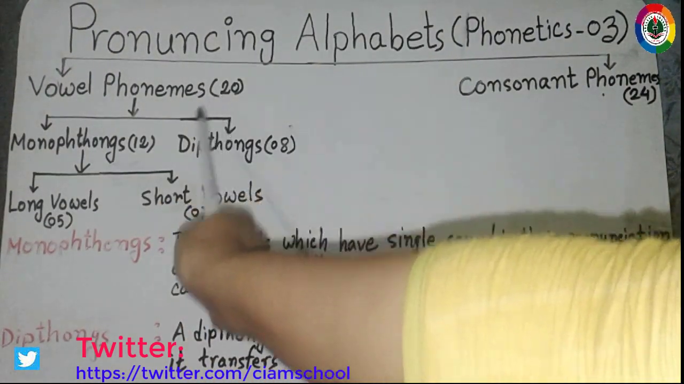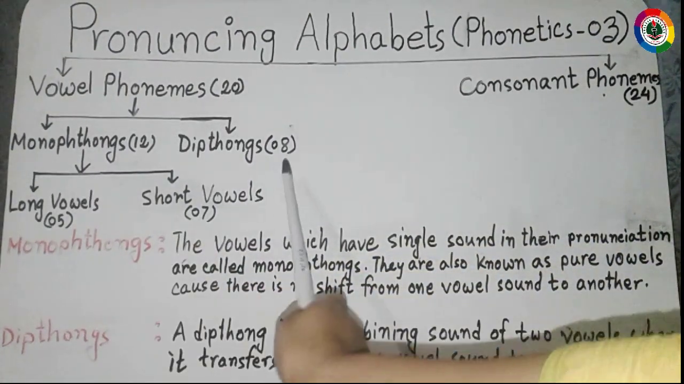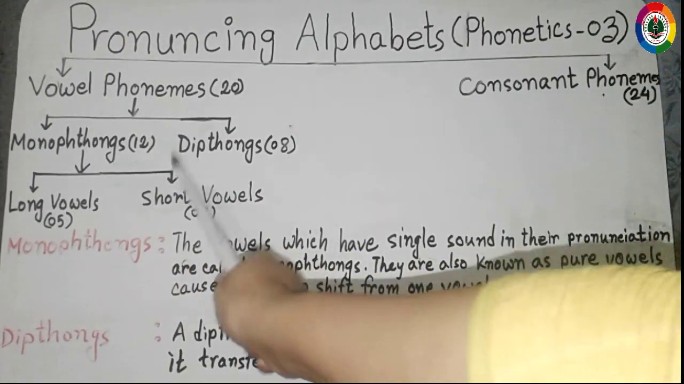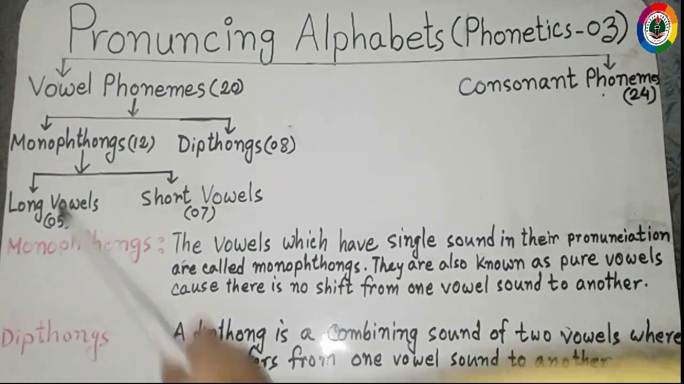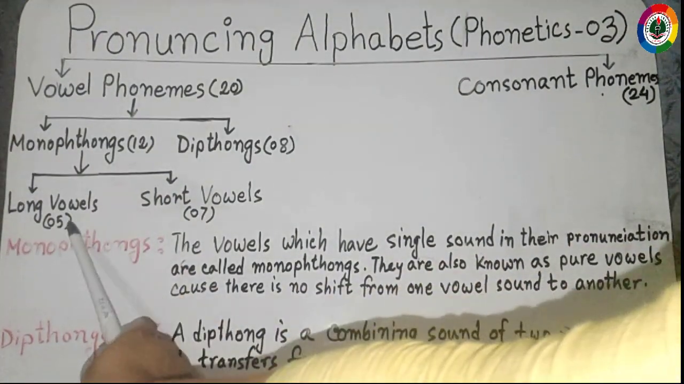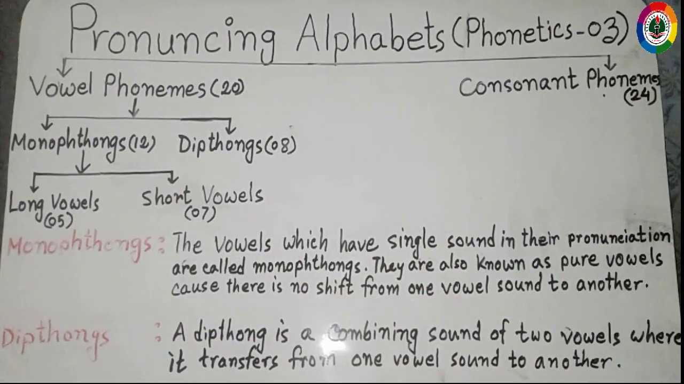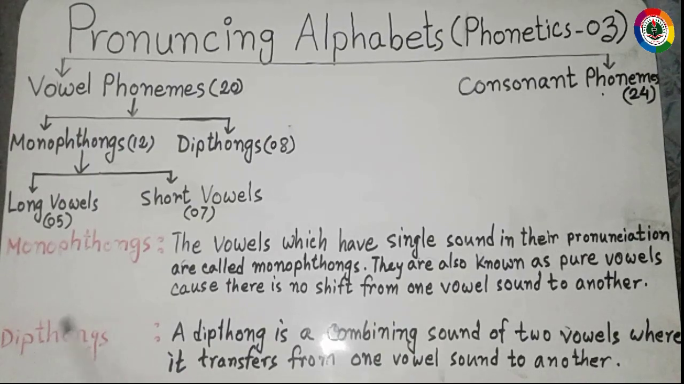The 20 vowel phonemes are classified into two groups: 12 monophthongs and 8 diphthongs. These 12 monophthongs and 8 diphthongs in total make 20 vowel phonemes. Again, monophthongs are divided into two groups: 5 long vowels and 7 short vowels. But before we go through the vowel phonemes and their expansions, we need to know what monophthongs are and what diphthongs are.